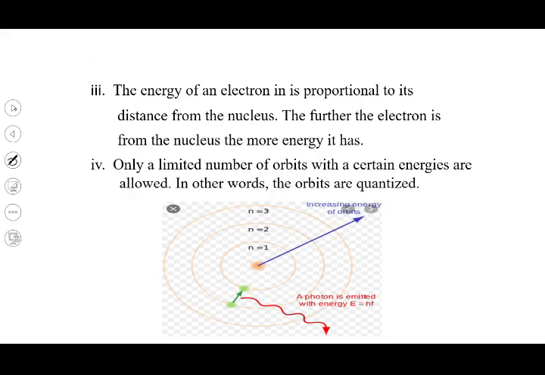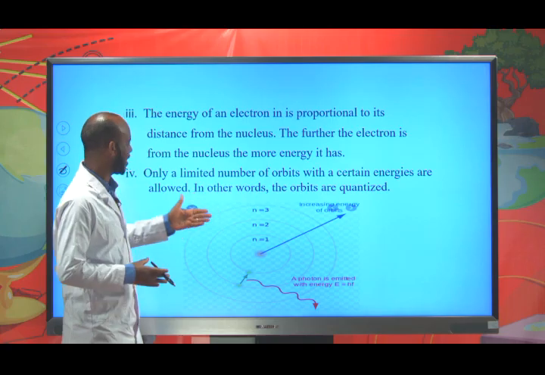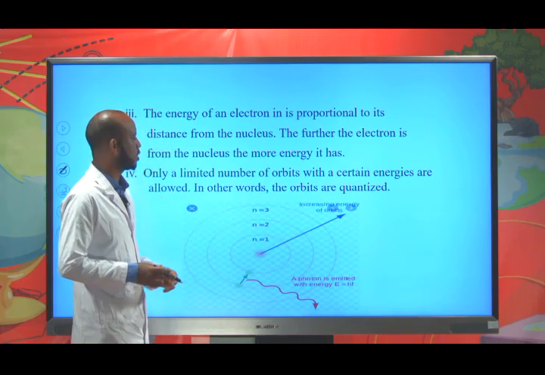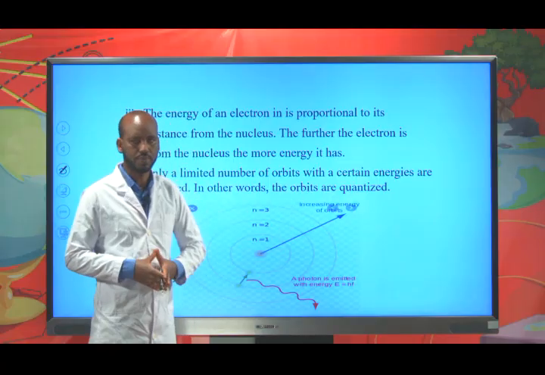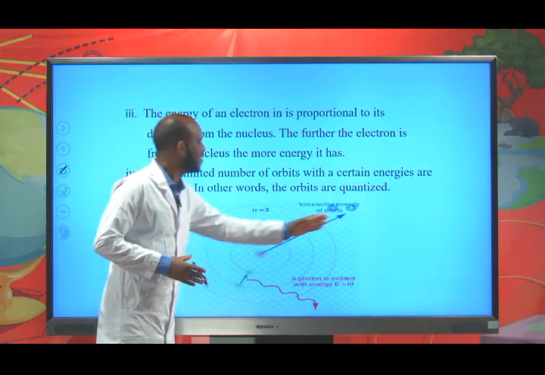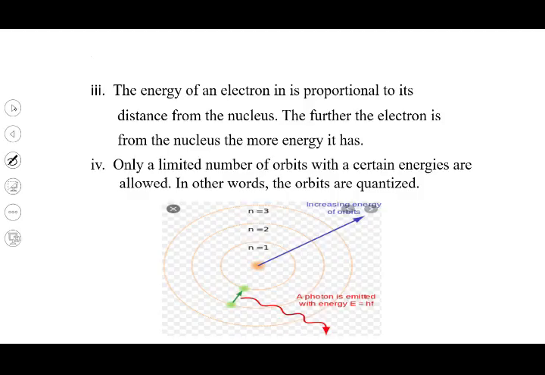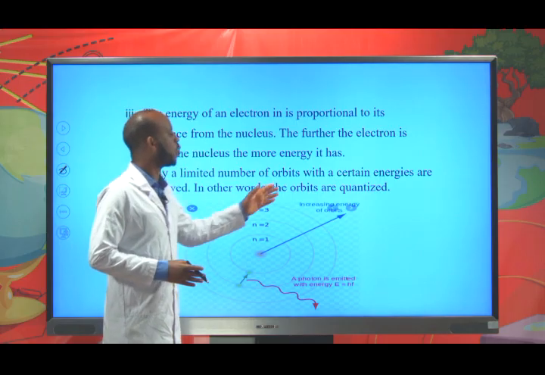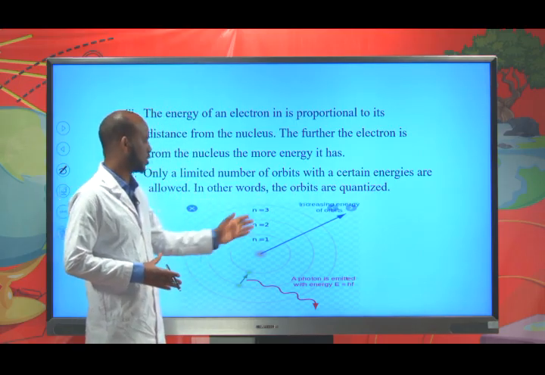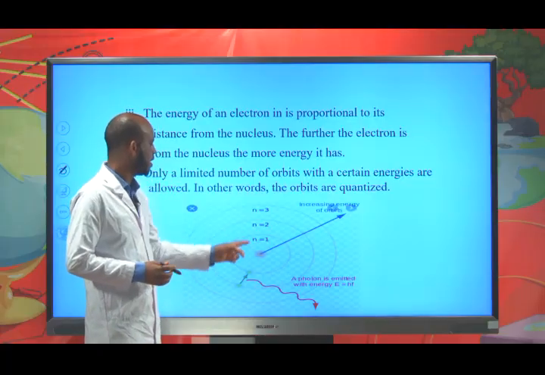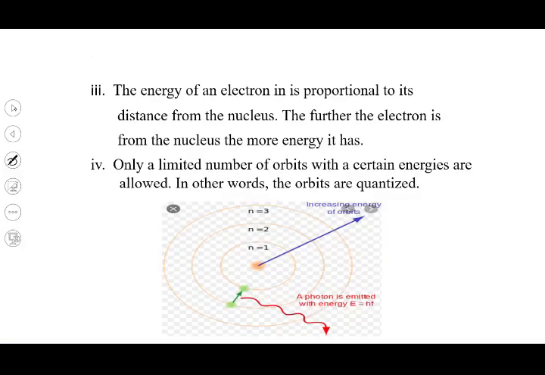Postulate 3: the energy of an electron is proportional to its distance from the nucleus. The farther the electron is from the nucleus, the more energy it has. This is the third postulate of the Bohr model. Number 4: only a limited number of orbits with certain energies are allowed. In other words, the orbits are quantized. n equals 1, n equals 2, n equals 3, and so on.